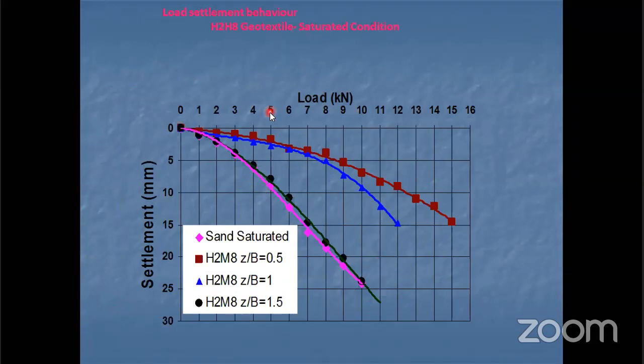Here is the case for a saturated condition. But here the effect, what we have discussed in the earlier slide, is much more in the case of saturated condition. So Z by B is equal to 0.5 and Z by B is equal to 1 is giving better results, whereas when Z by B is equal to 1.5, it is showing almost like the normal saturated sand.